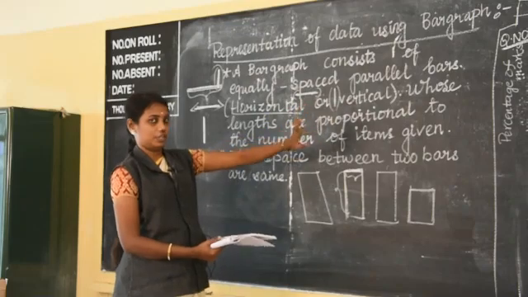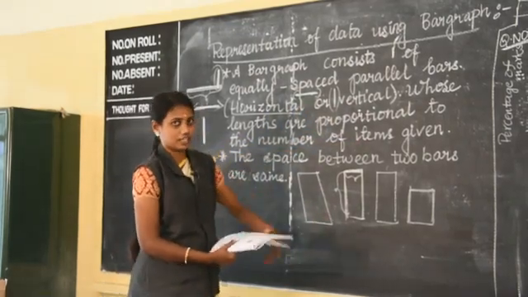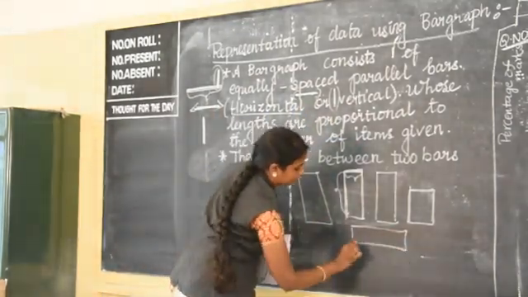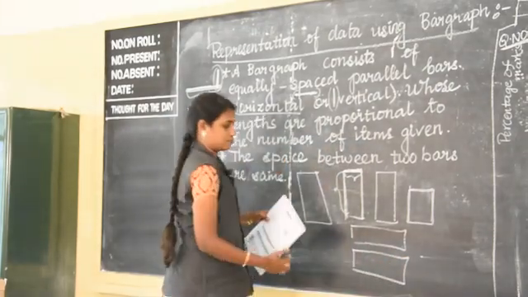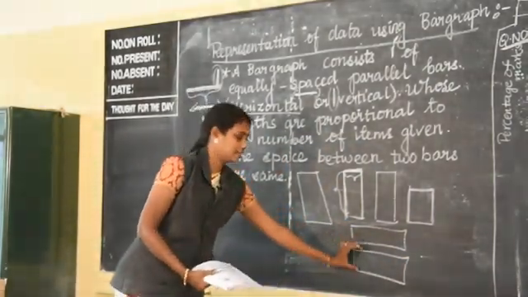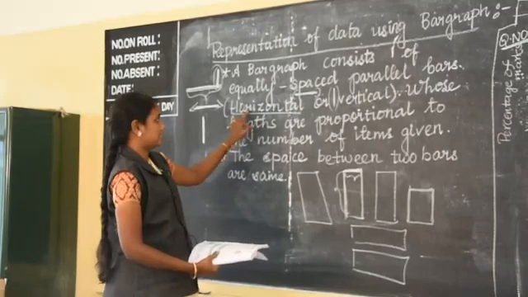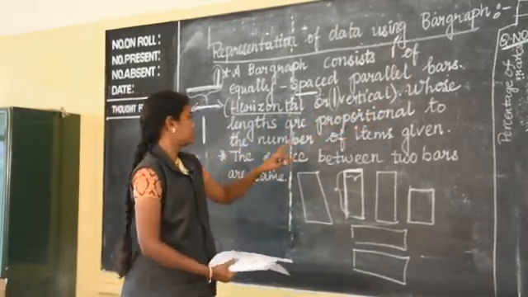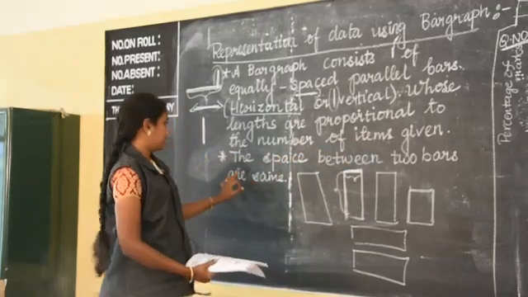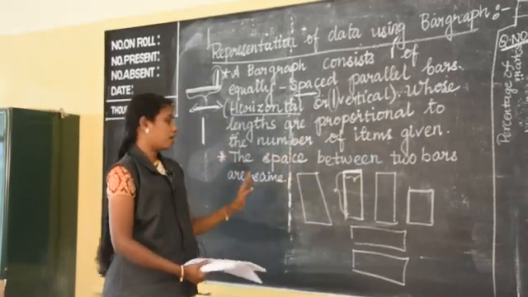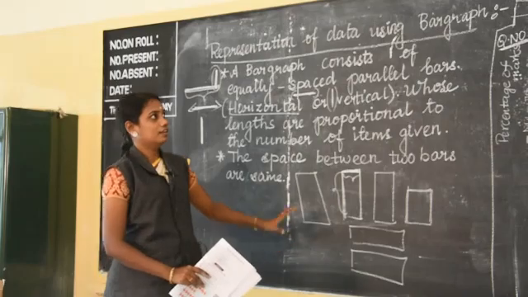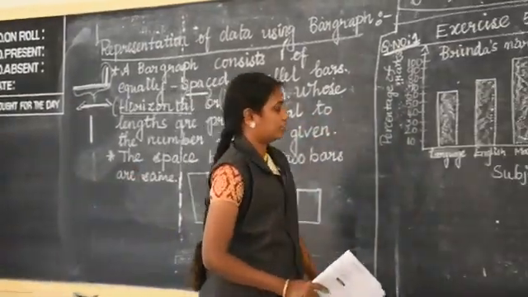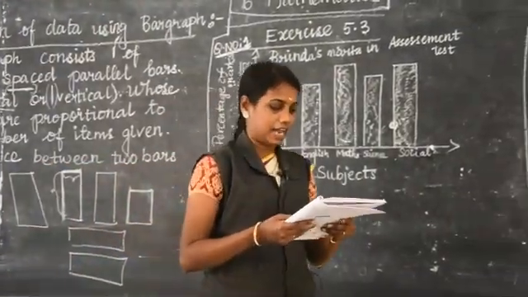Horizontal or vertical, you can draw. I have drawn it as vertical. You can draw it like this, horizontal, also. This bar can be drawn horizontally or vertically. That's why horizontal or vertical. Whose lengths are proportional to the number of items given. Next, the space between two bars is the same. Okay, clear? Now, exercise 5.3, page number 102.